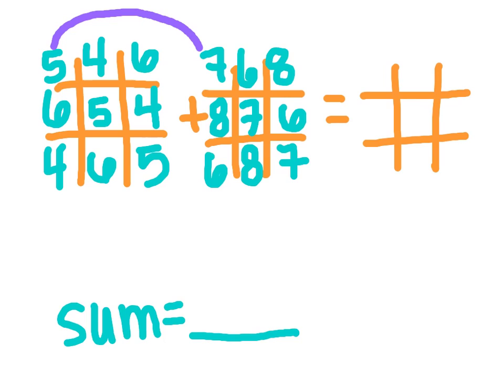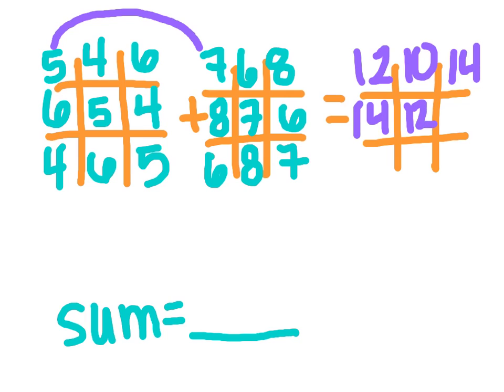So 5 plus 7 is 12. 4 plus 6 is 10. 6 plus 8 is 14. 6 plus 8 is 14. 5 plus 7 is 12. 4 plus 6 is 10. 4 plus 6 is 10. 6 plus 8 is 14. And 5 plus 7 is 12.